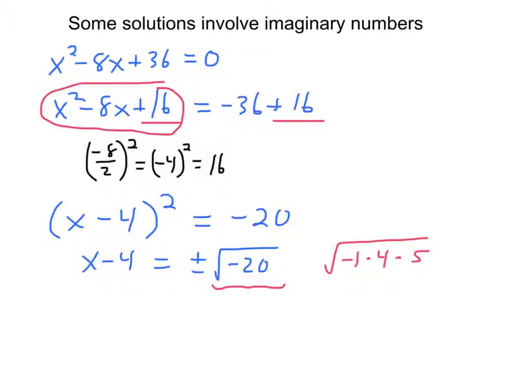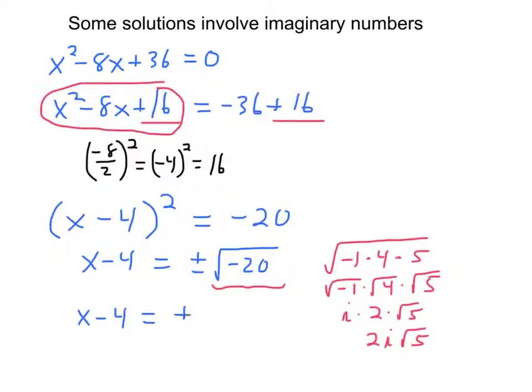And when you split that up into 3 separate square roots, you end up with i, because the square root of negative 1 is i, and the square root of 4 is 2, and then the square root of 5 I'm just going to leave as the square root of 5. And since these are being multiplied together, that's really 2i times the square root of 5. So that's how we'd like to write the square root of negative 20, as 2i times the square root of 5. And that gives us x minus 4 equals plus or minus 2i times the square root of 5.